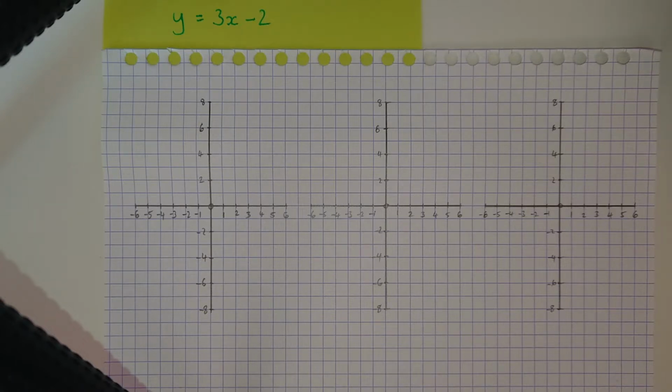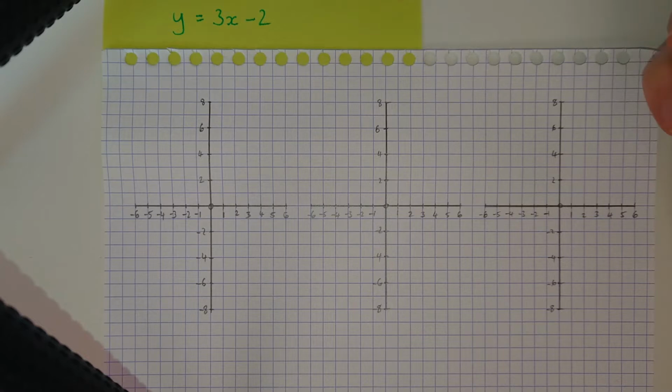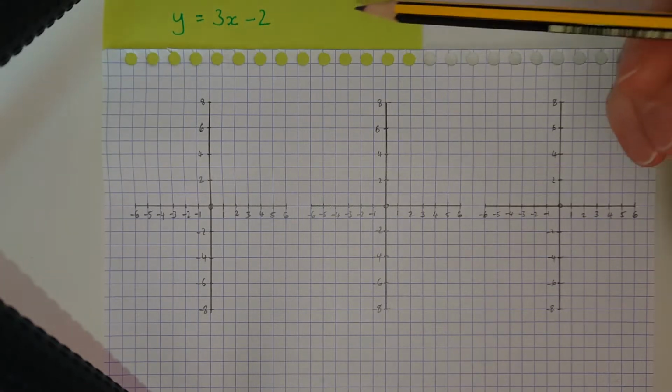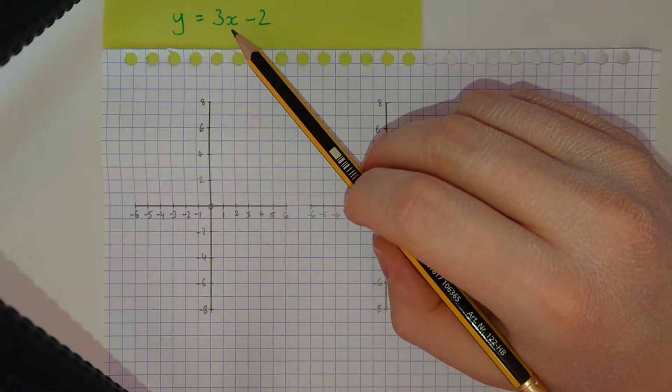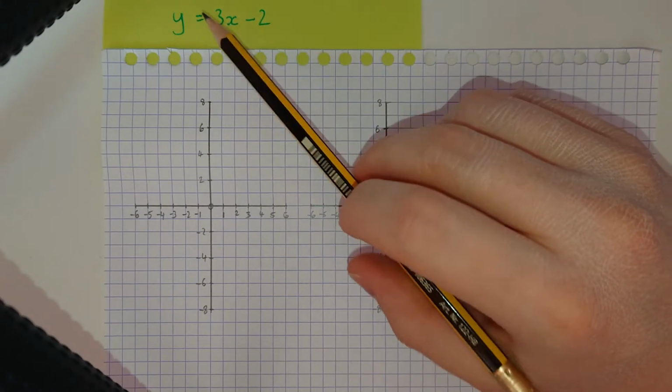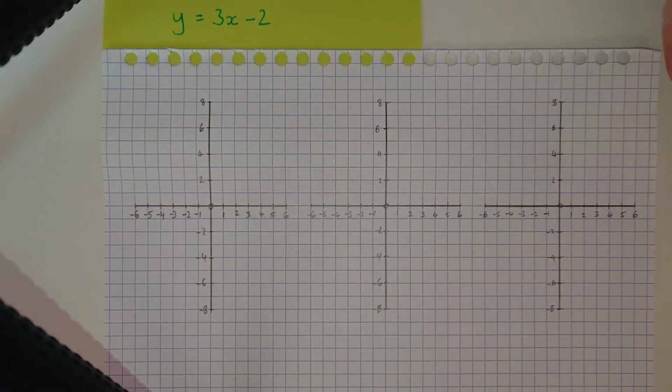So the graph we're going to plot initially has equation y equals 3x minus 2. The first way we're going to think about this is as a little function machine. You can think of this as when you input the number x, what comes out is the number y. So it's like a little function machine. You put a number in and out comes another number.